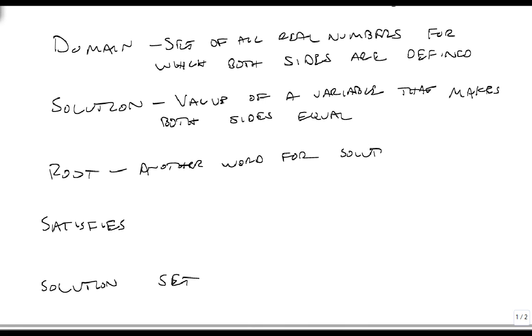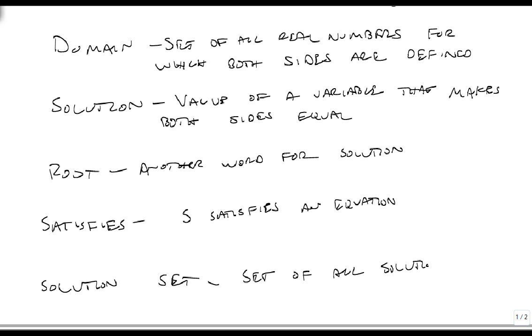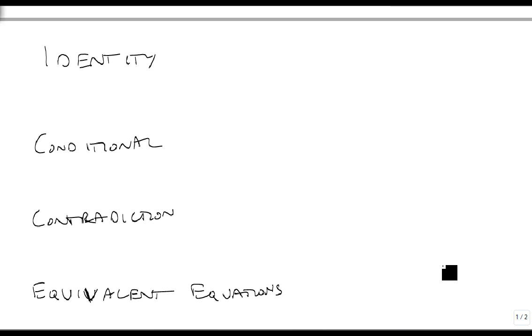The root is just another word for solution. Satisfies is also another word, but it's used to say like 5 satisfies an equation. So it's a verb that we use when we are talking about a solution. And sometimes we have more than one answer. That's where the solution set comes in. This is the set, I almost said list, but it's not. It's a set of all solutions. So if it has more than one answer, then they all belong to the solution set.